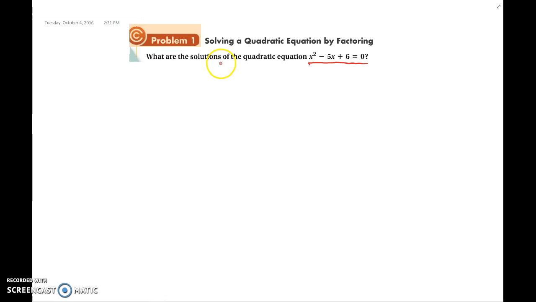In this equation, x squared minus 5x plus 6 is equal to 0, it asks what are the solutions. So what are the solutions of this quadratic equation? Here we are finding the zeros. What you want to do first is set your equation equal to 0 and write it in standard form, so it's ax squared plus bx plus c is equal to 0. In this example, it's already set equal to 0 and already in standard form, so there's nothing we really have to do. So we have x squared minus 5x plus 6 is equal to 0.